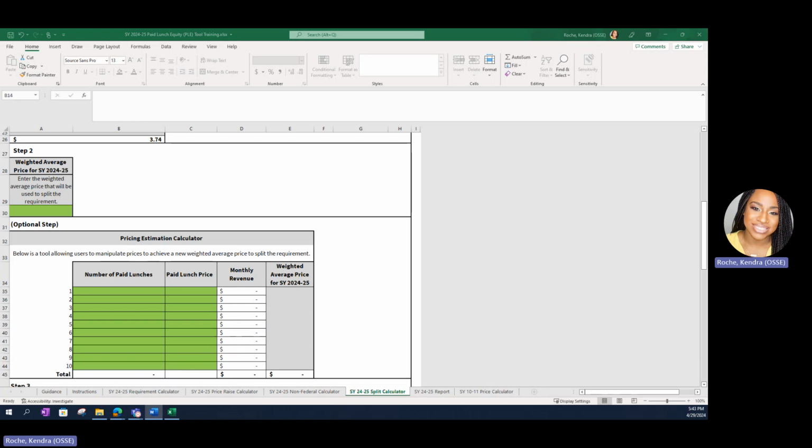For step 2, enter the new price you plan to implement for the 2024-25 school year. You can use the optional pricing estimation calculator to help you determine the weighted average price for the 2024-25 school year based on how much you want to raise prices at one or more sites.